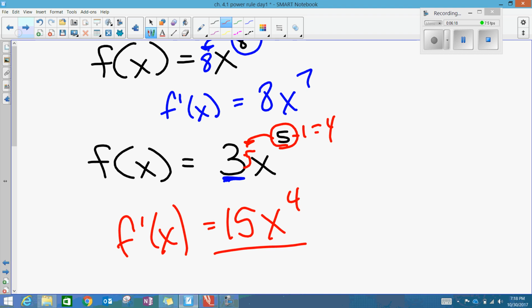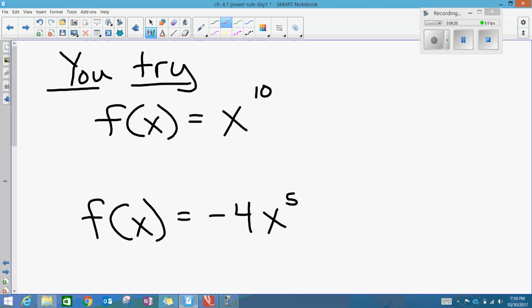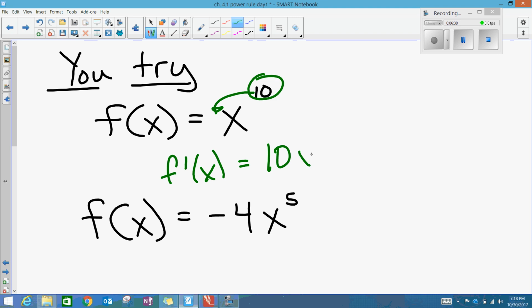Now, on these try-its, I'll just try them here with you. So f of x equals x to the 10th. The derivative is, we bring that 10 down in front, 10x, we subtract 1, and we get 9. So 10x to the 9th. So much, much easier, right, than trying to take x plus h to the 10th power and multiplying it all out, and subtracting and taking a limit.